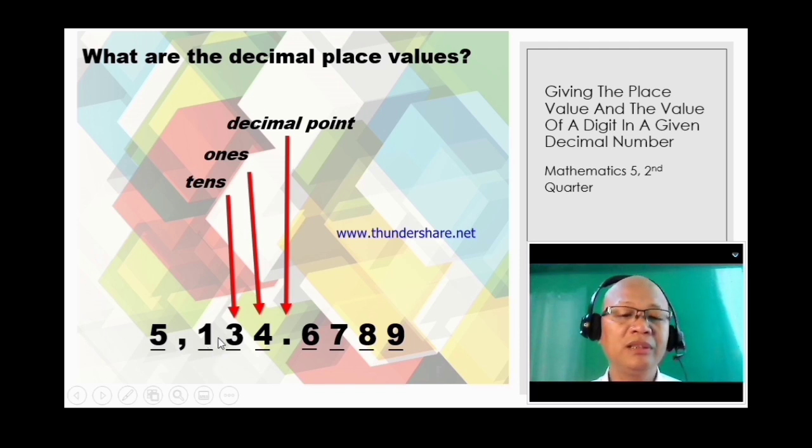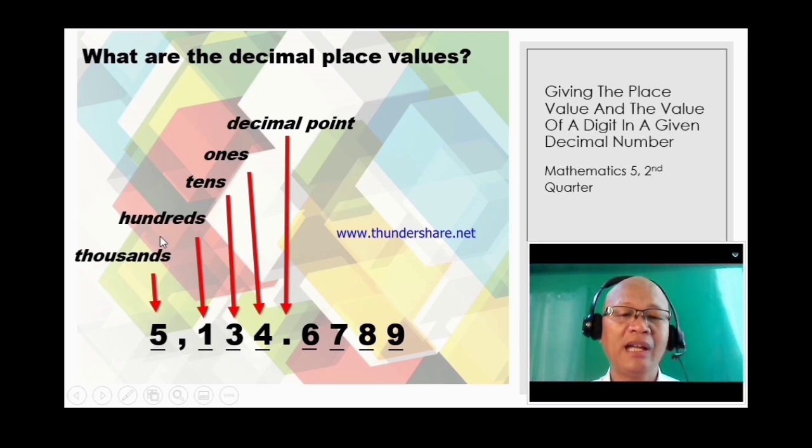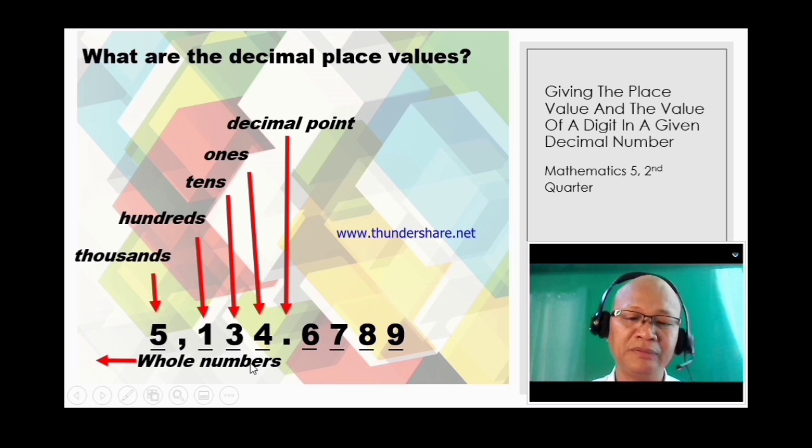The third position from the decimal point is what we call hundreds. Okay, again, hundreds. We have digit 1 or number 1. That is the third position from the decimal point. Then the fourth position from the decimal point, we have thousands, and the digit is 5. Okay, so we have there thousands, hundreds, tens, and ones. It always starts from the decimal point. That is whole numbers going to the left.